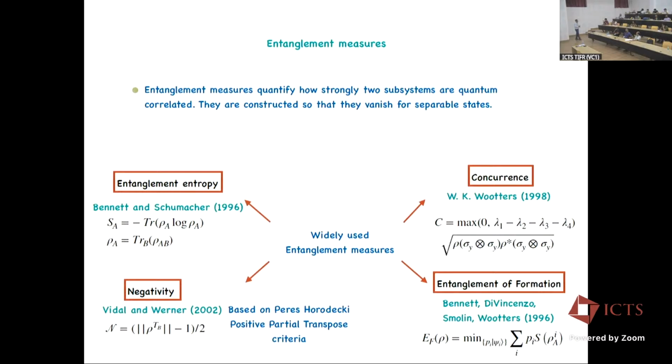So the presence of a negative eigenvalue in the partially transposed density matrix is a sufficient condition to have entanglement in 2 cross 2 and 2 cross 3 systems, and if it is more than that, then it is a necessary condition.